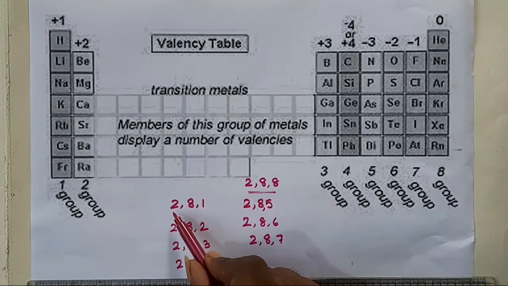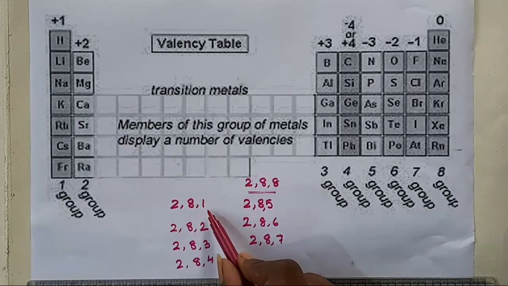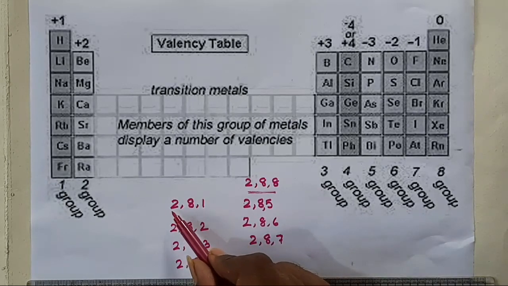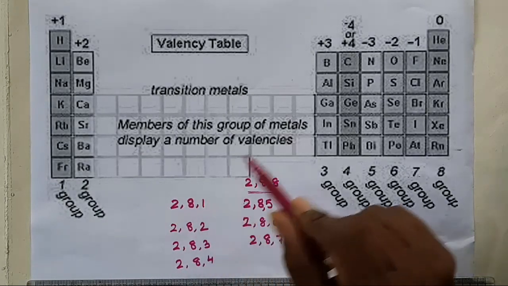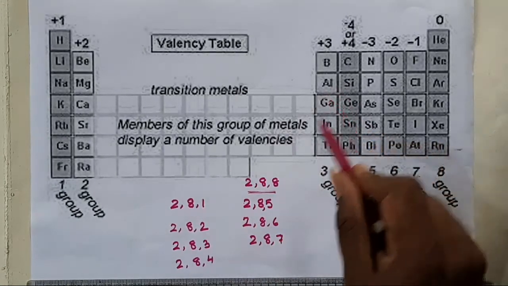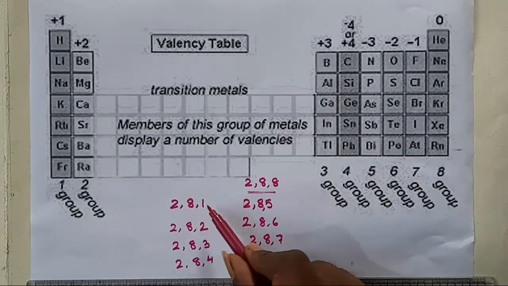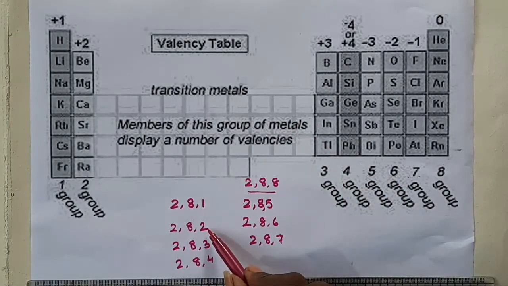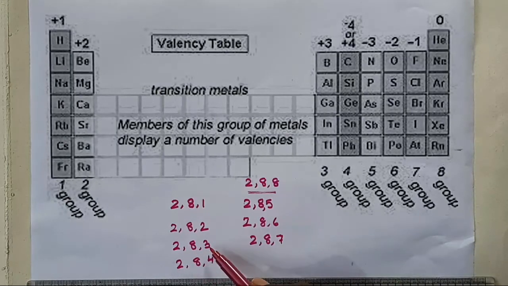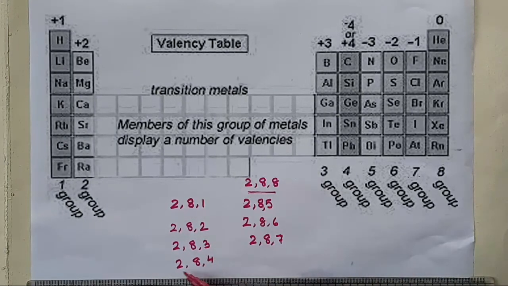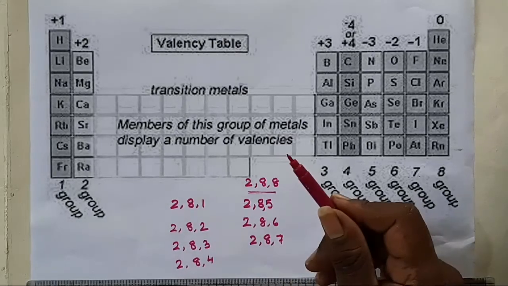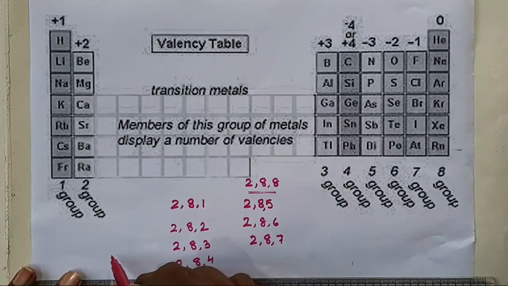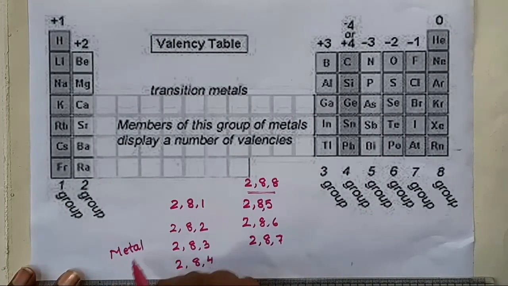If the electronic configuration is 2, 8, 1, in the third shell it is 1, that means to complete its shell it will transfer one electron. It can give one electron to other elements and becomes 2, 8. So when it gives one electron, the valency is 1. Here 2, 8, 2, it gives 2 electrons. 2, 8, 3, it can give 3 electrons. 2, 8, 4, it can give 4 electrons. Now here they are giving the electrons. Now listen, all the metals, they give electrons.